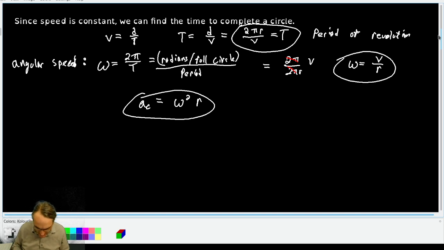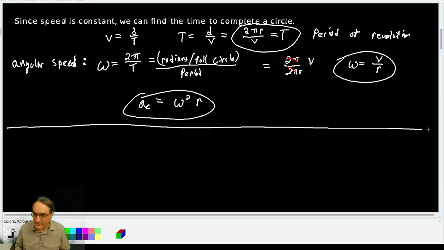I think that's pretty much everything we need for uniform circular motion. And let's talk about non-uniform circular motion for a moment.